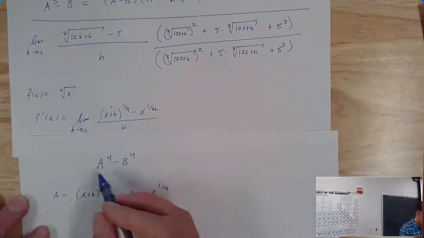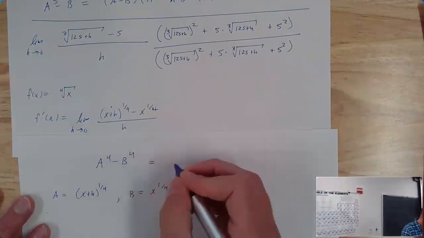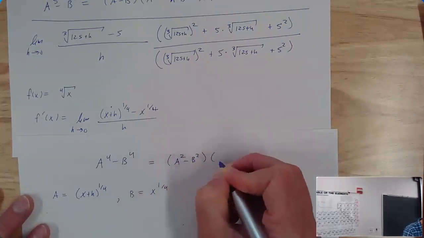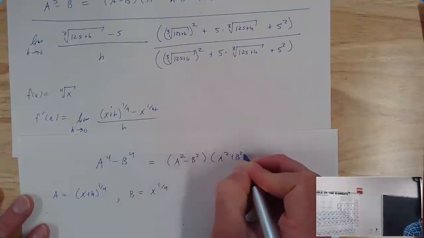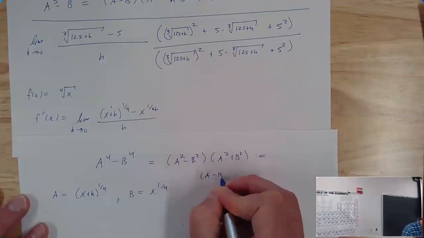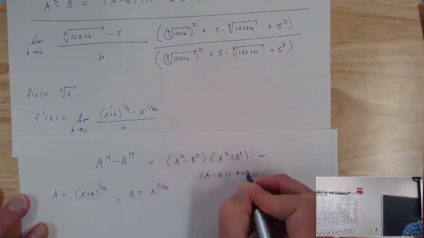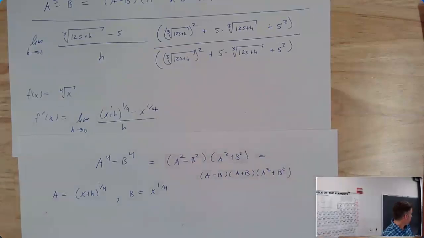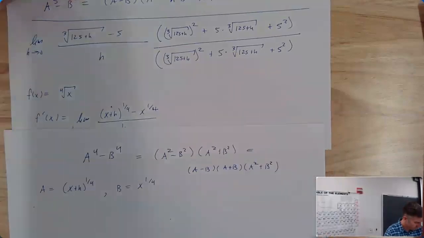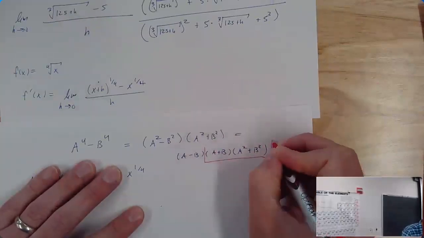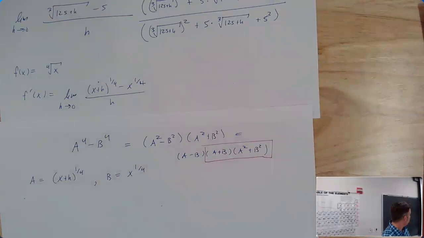So then I'm thinking about how this factors. Well, that factors as the difference of squares, a squared minus b squared times a squared plus b squared. And this factors further as a difference of squares, a minus b times a plus b times a squared plus b squared. So what I would have to multiply by would be this stuff here. I would need to multiply by a plus b times a squared plus b squared over a plus b times a squared plus b squared.